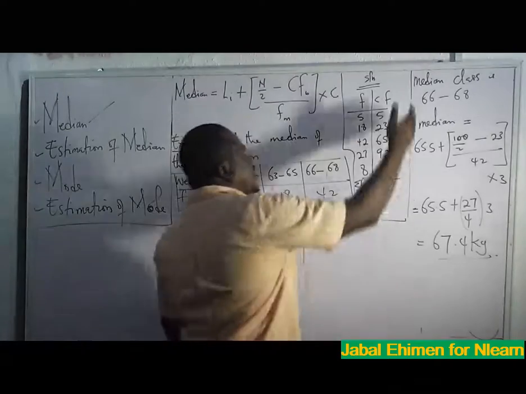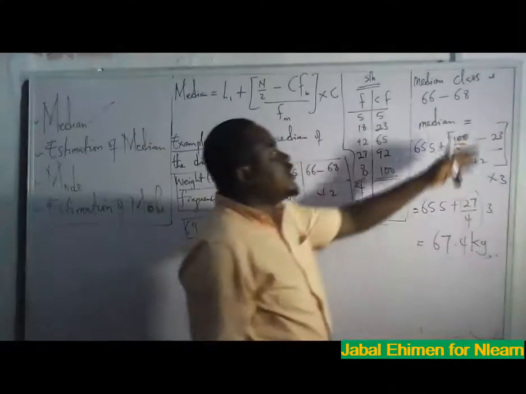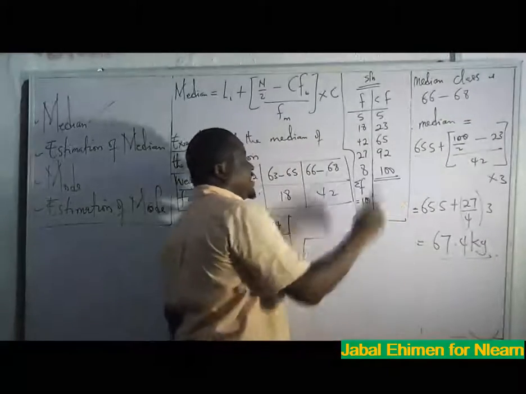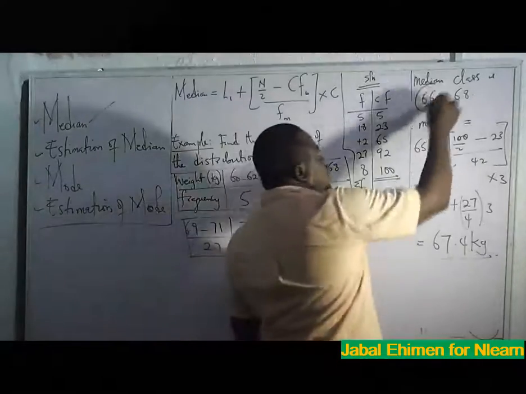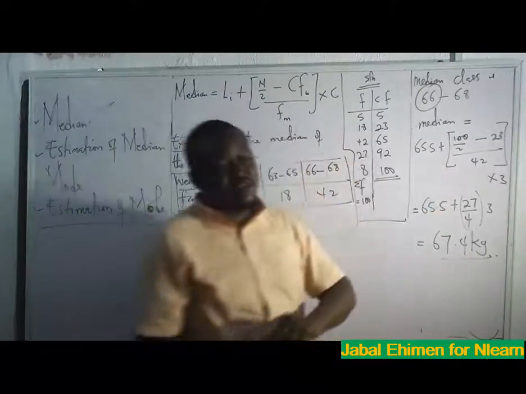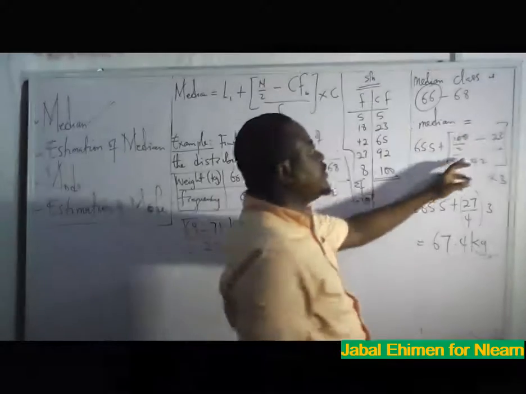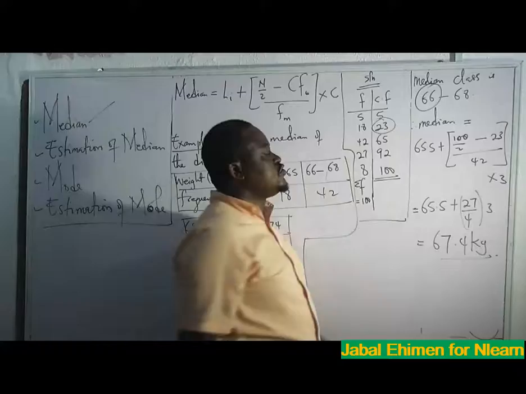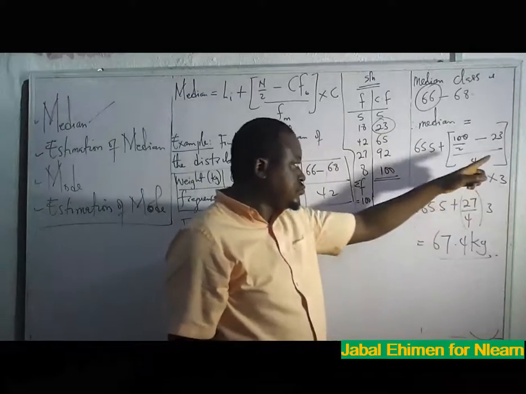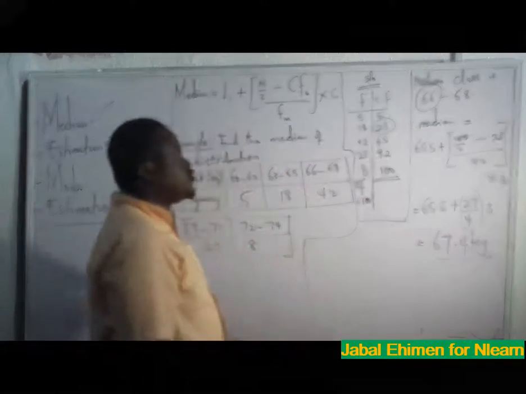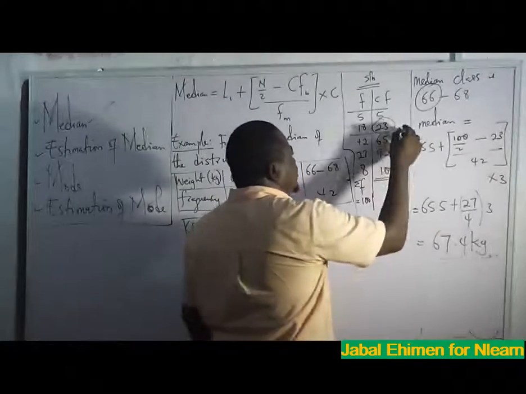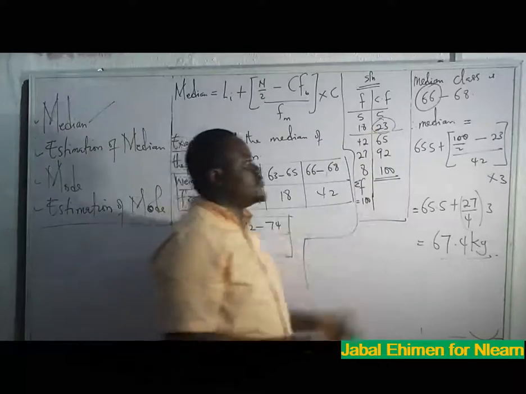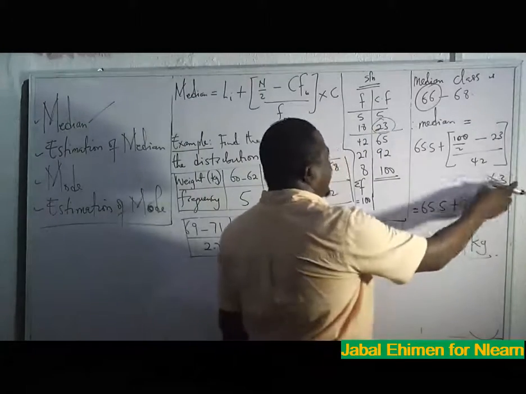So now, the median class for this operation falls between 66 to 68. So the median is equal to 65.5. That 65.5 is the lower class boundary of this 66, which is 66 minus 0.5. Now plus 100 divided by 2 minus 23, which is the cumulative frequency of the class before. So you have minus 23 divided by 42. Now, 42 is the frequency of the median class, the next class after that one. So that's 42 times 3.